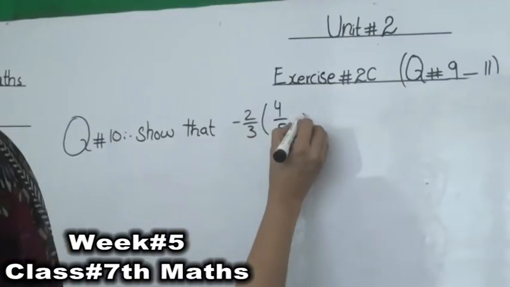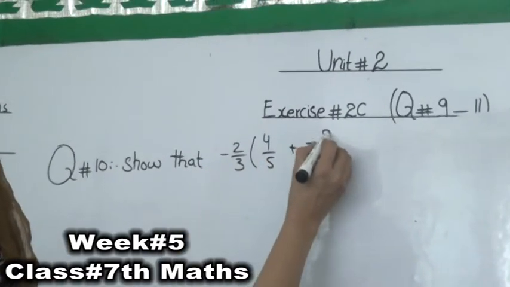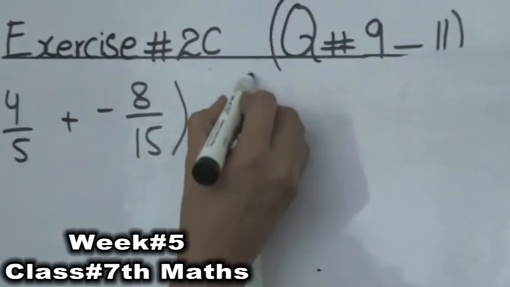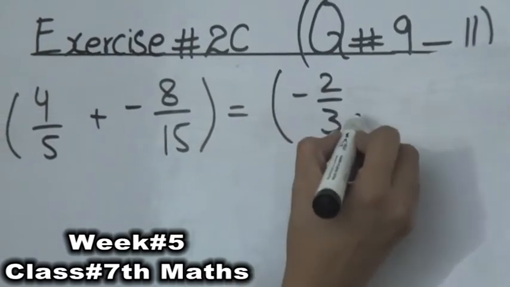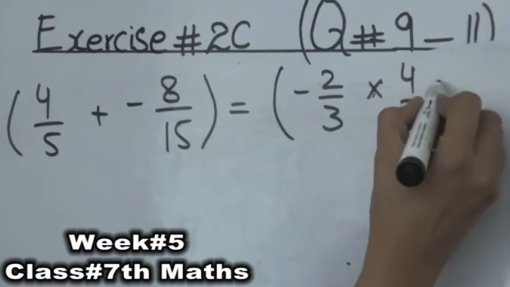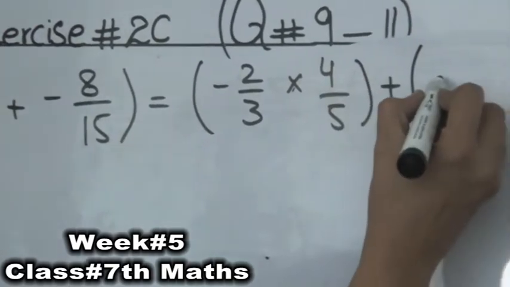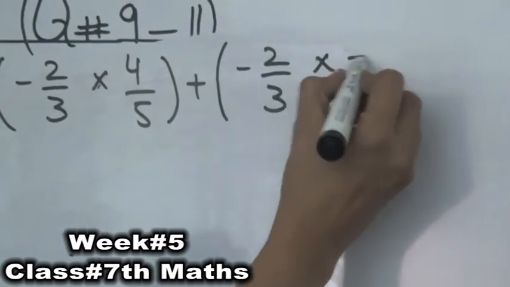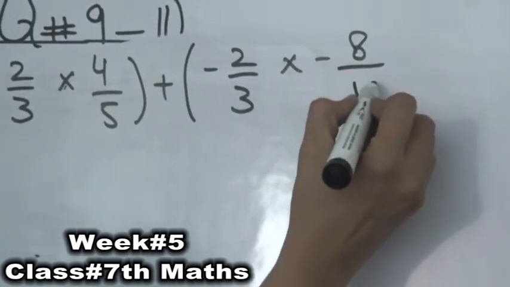Into 4 by 5 plus minus 8 by 15 is equal to minus 2 by 3 multiplied by 4 by 5 plus minus 2 by 3 multiplied by minus 8 by 15.